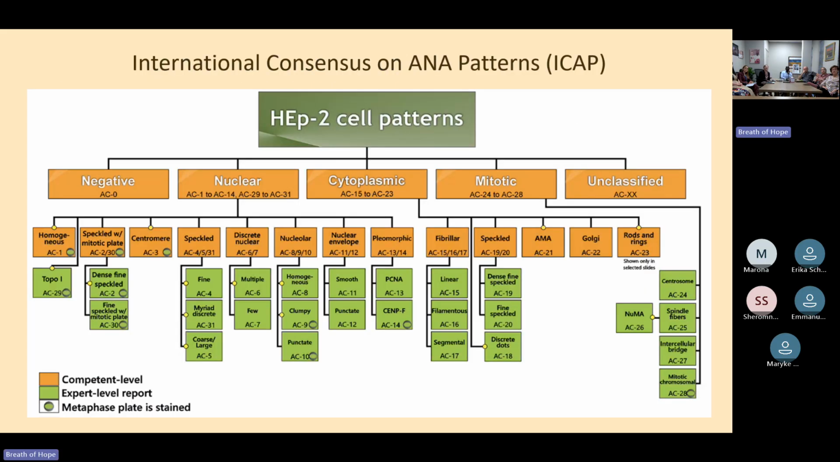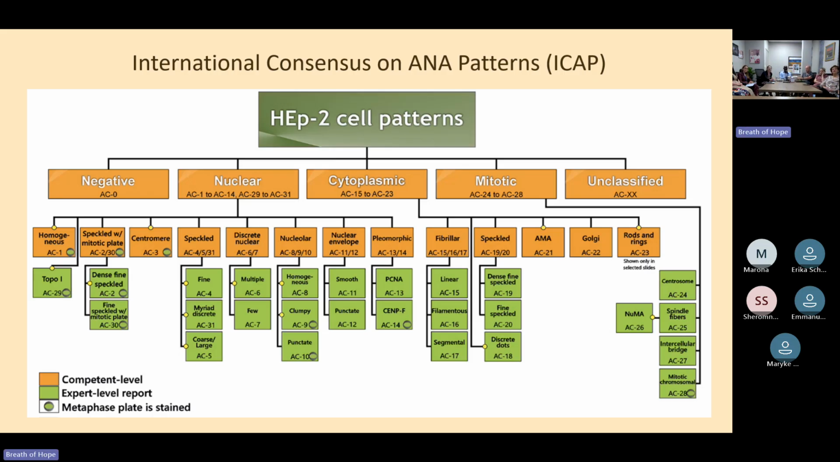Then in terms of the ANA patterns, we are using the international consensus on ANA patterns. This is an international group which has decided what the patterns are going to be. You can see that there are 31 of them. In terms of the nuclear patterns, we've got 17, 1 to 14, and then 29, 30, and 31. And then we've got 9 cytoplasmic patterns, and then there are 5 mitotic patterns.